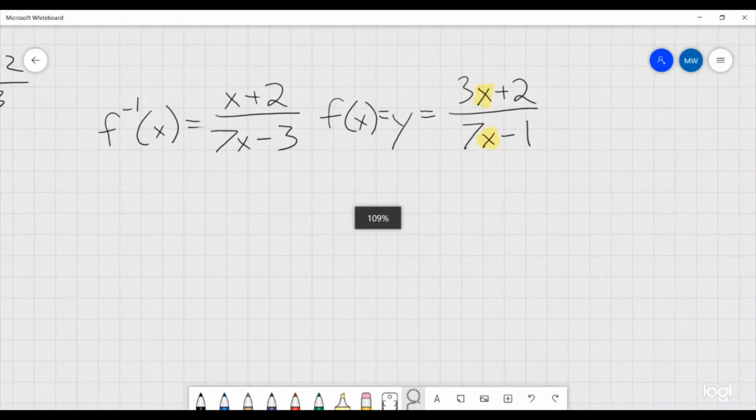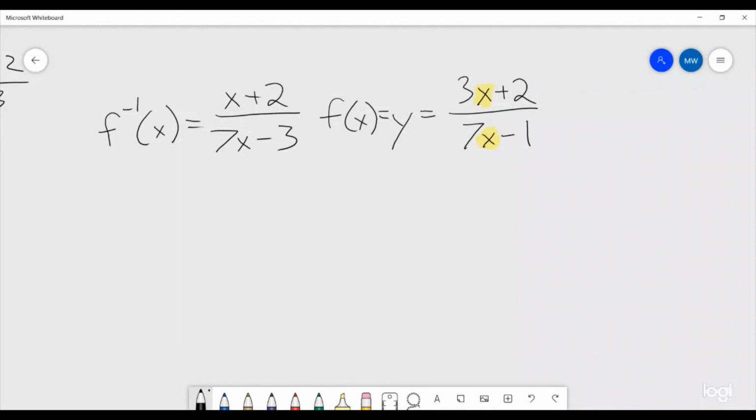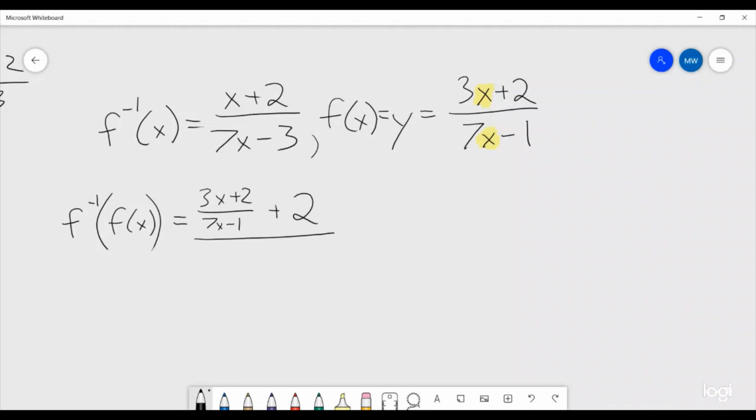So let's see if these two functions actually are inverses. So let's see what happens if we look at f inverse of f of x. Well, we are going to put f of x everywhere where there's an x in our f inverse. So that's going to be 3x plus 2 over 7x minus 1 plus 2, all over 7 times 3x plus 2 over 7x minus 1, minus 3.